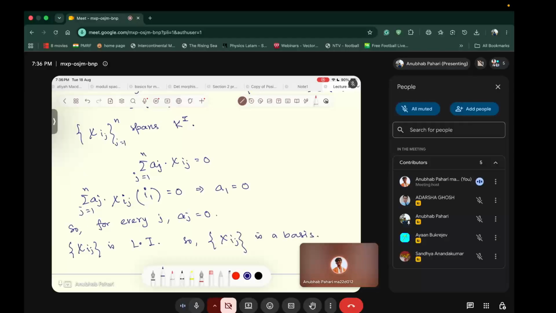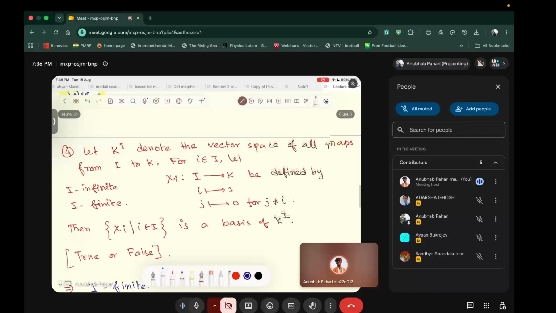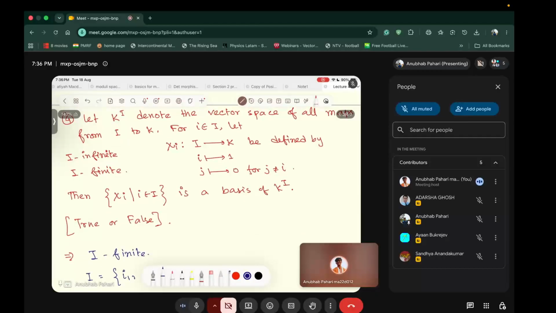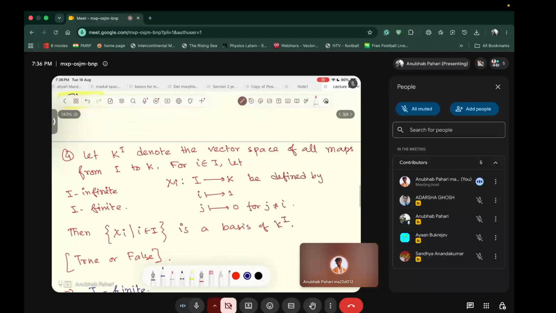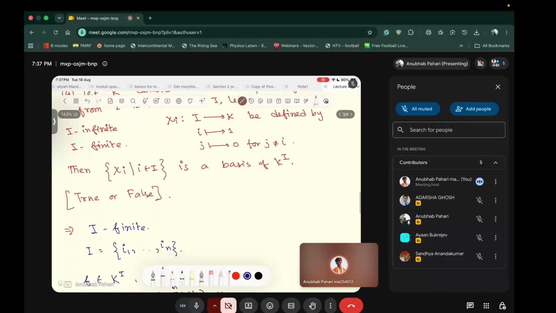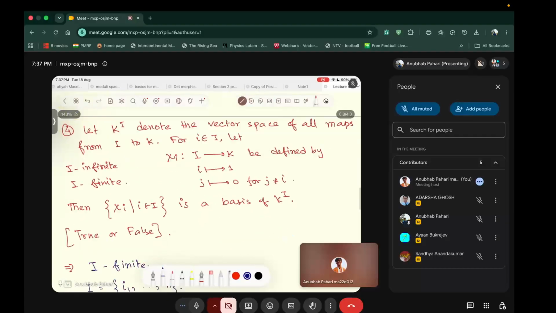So I think it would be good if you consider the infinite case yourselves. The only trick there is that if chi I is your basis here, then any function can be written as a finite sum of the basis elements. But if you write it as a finite sum, then you would see that, leaving finite values, the function should always be 0. But if you take the constant function, that would contradict the case. So therefore, for I finite, the statement is true, whereas for I infinite, the statement is false.